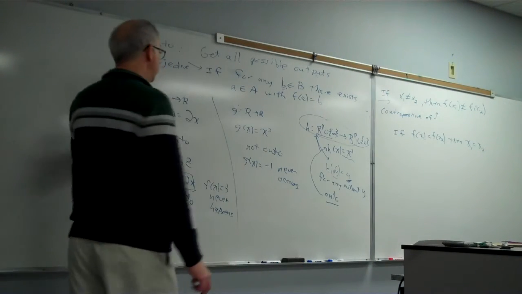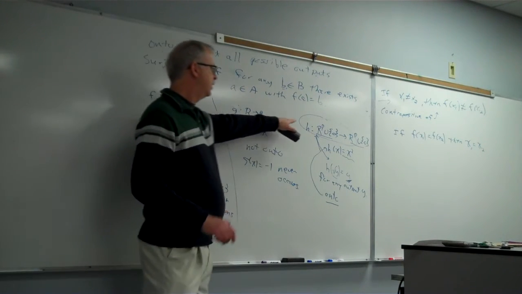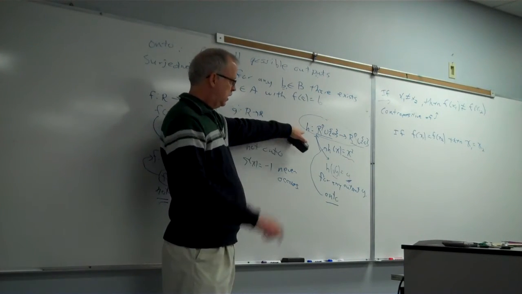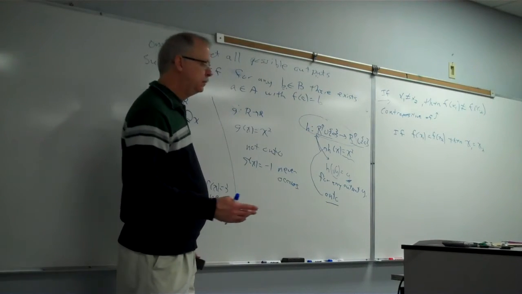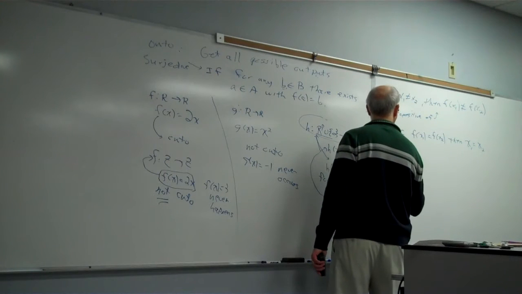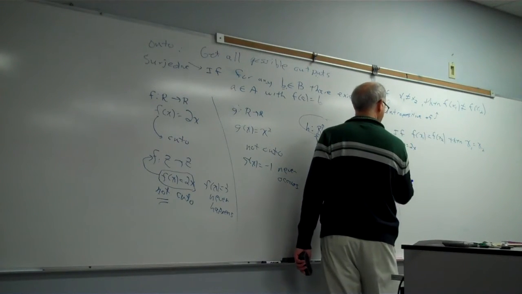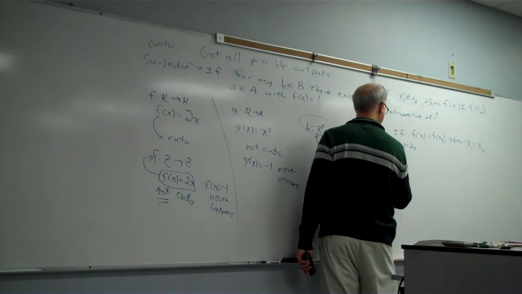Now, when we're going to reals, or even subsets like this, we could think of the graph. Let's do the graph of 2x. We know what that graph looks like, right? The line with slope of 2.